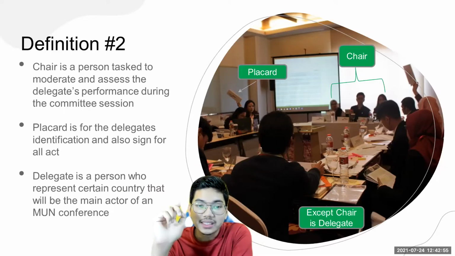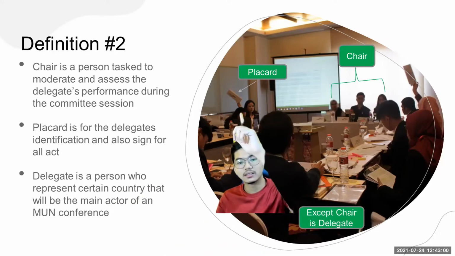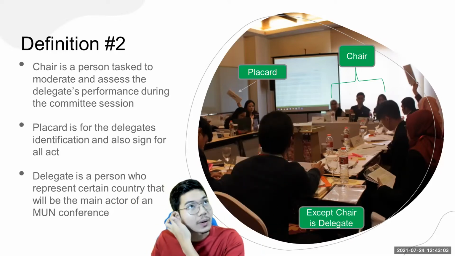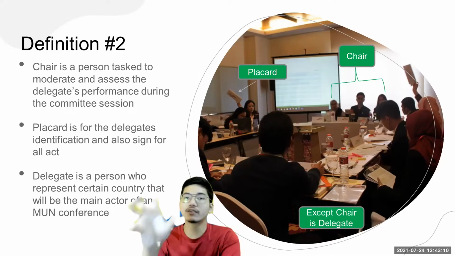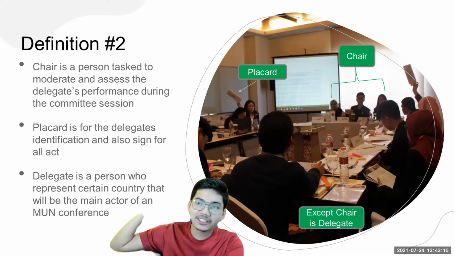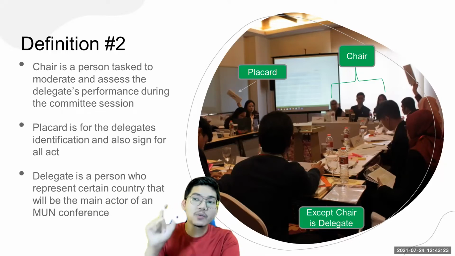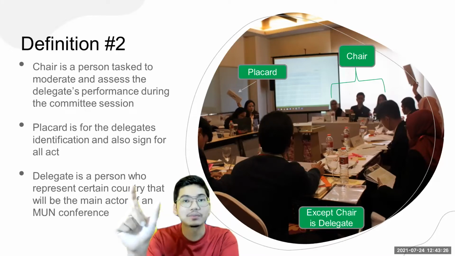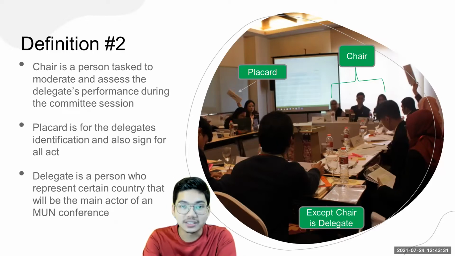The second term is placard. A placard is what this young lady here is holding, right? Well, this is not applicable in online MUN, but it is applicable when we still had offline MUNs. In offline MUN, whenever you want to talk, you have to raise your placard. You cannot just say what you want, whenever you want, however you want. Why? Because first, you are meeting with people who are not coming from the same country, right? They're not all of them your friends.